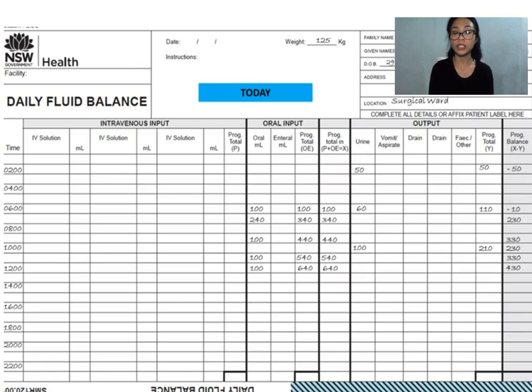Here's his fluid balance chart. It shows oral input and output. There are no IV fluids running. Currently, he has had 640 mils total in today, and a total of 210 milliliters out. Between the time of 6 o'clock in the morning and 10 o'clock in the morning, he therefore has had a urine output of 100.